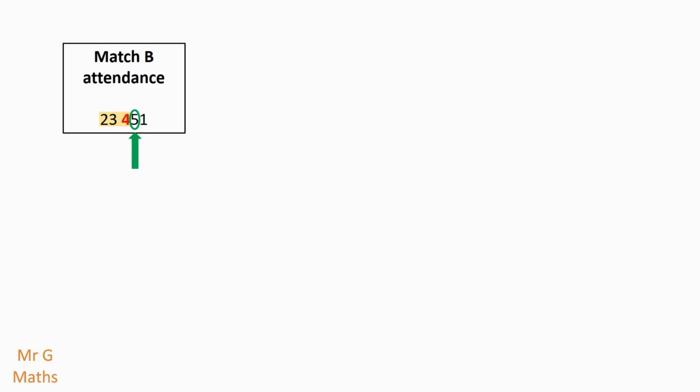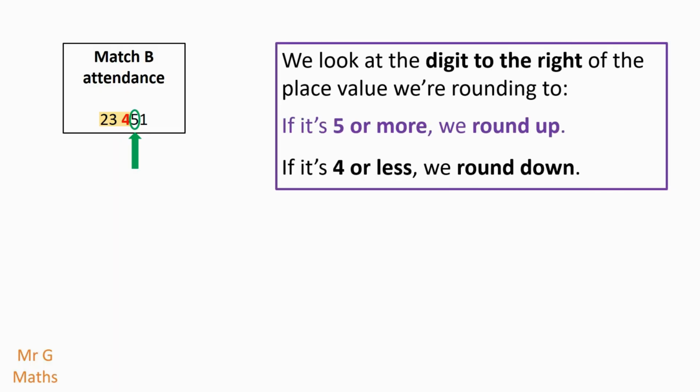If 5 or more, I round up. So I'm going to round my 400s to 500s. Here's the answer. 23,451 equals 23,500 to the nearest 100.